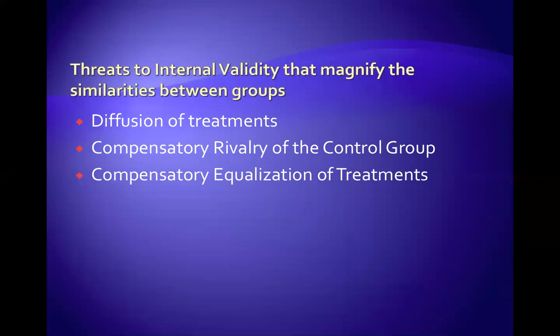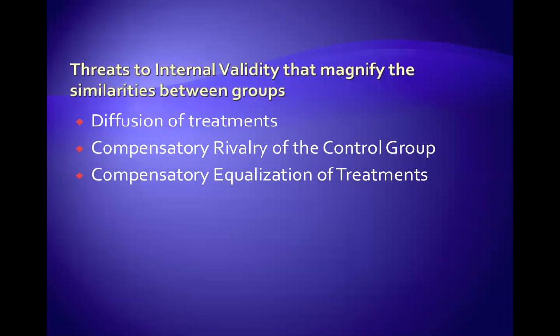Threats to internal validity that magnify the similarities between the groups: diffusion of treatments, rivalry of the control group, and equalization of treatment. I'm not going to give you examples of all these, but diffusion of treatments would be, let's say you have the control group and the intervention group, and it's an in-house facility, an inpatient facility. Let's say 20 people are getting the treatment, the intervention that you're studying, and 20 people are getting the control. And you're doing a pretty good job of separating these 2 groups, running at different times.